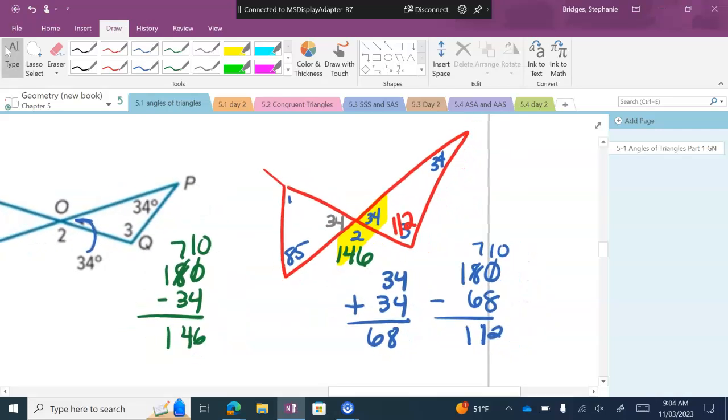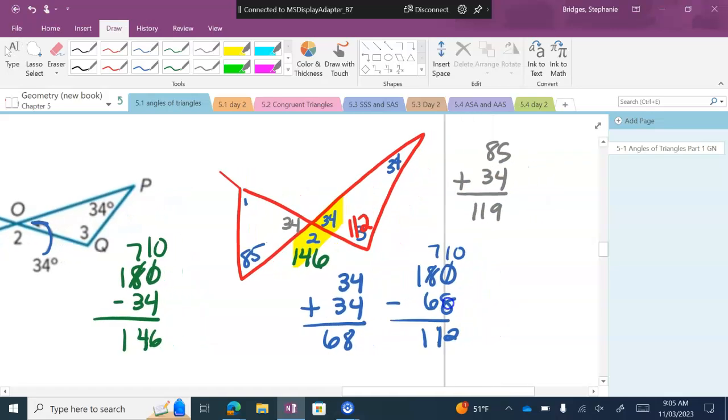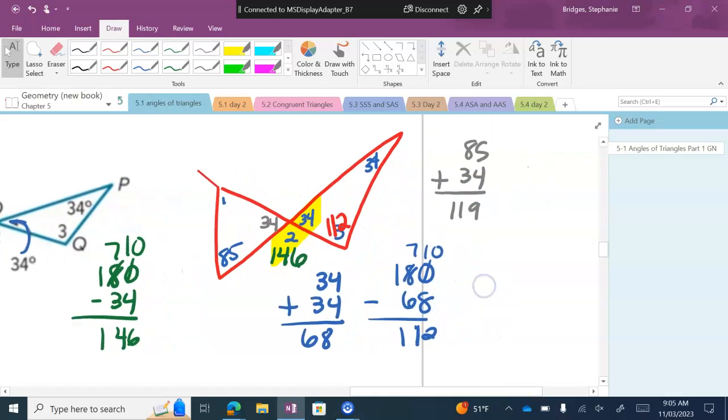Now, how could I find angle 1? Add 85 and 34. So whenever it's freaky like that, just know both of them equal on both sides. All right, and then I'm subtracting that. So what is angle 1 going to be?